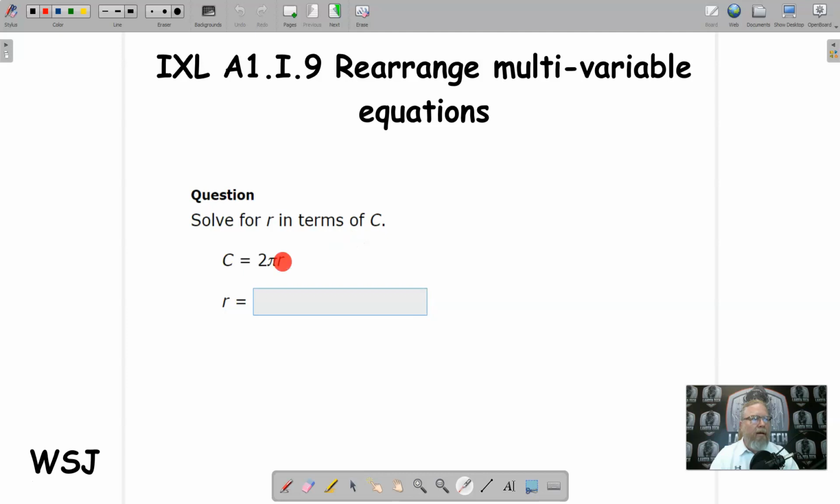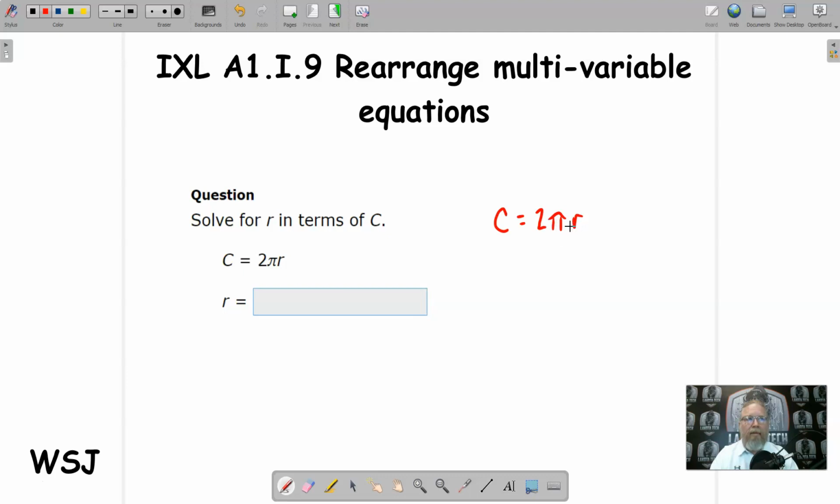Well, right now r is over here with the 2 and the pi, and everything is set equal to c. What we want is to have the equation set equal to r. So that is to say that we have to isolate the variable r. And we're going to do this by using inverse operations. So let's go ahead and I'm going to rewrite c equals 2 pi r. And we want to get the r by itself.